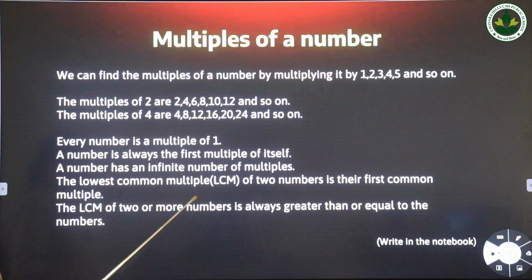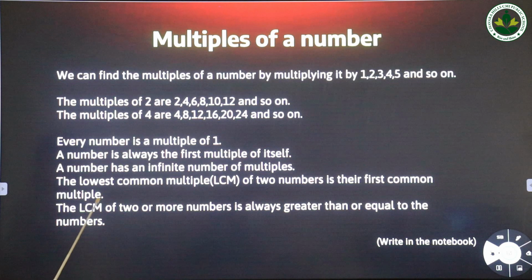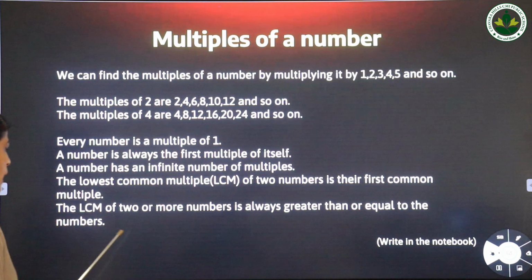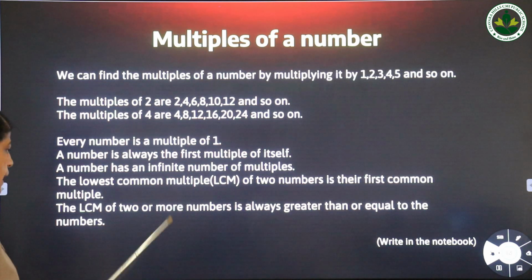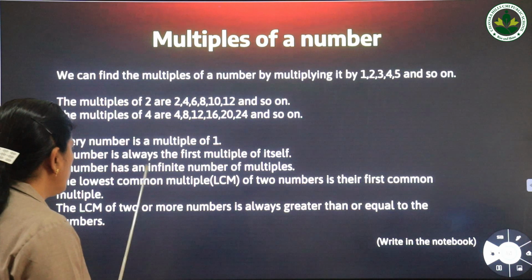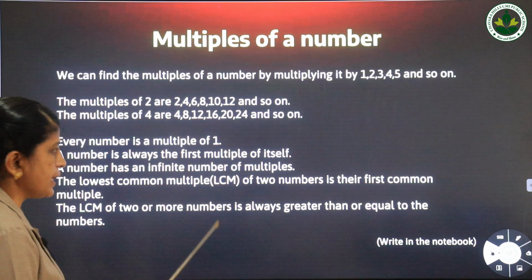The lowest common multiple of 2 numbers is their first common multiple. The LCM of 2 or more numbers is always greater than or equal to the numbers. These are the properties of multiples, and you need to study these things.